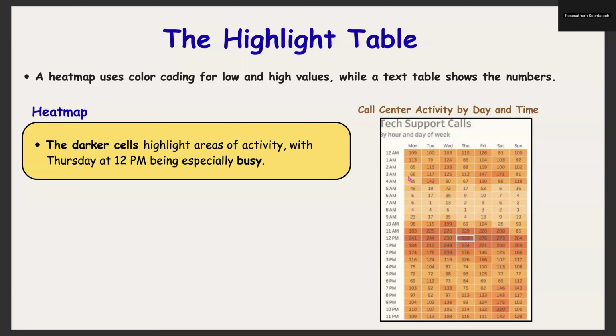Sometimes you can use heat maps for low and high values, while tables show the numbers. For example, this is a call center's activity by day and time. So you can see the darker cells highlight areas of activity. And you can see on Thursday at 12 p.m. it is quite busy compared to the others.